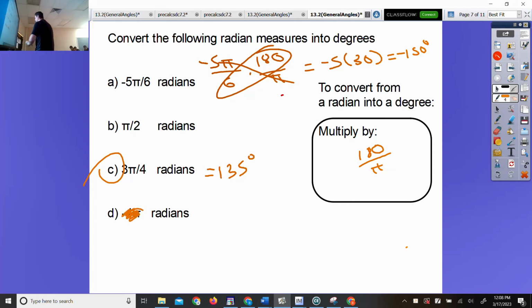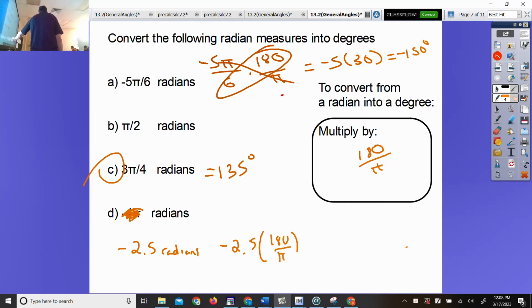I'll make D with no pi. Just -2.5 radians. How are you going to convert that into degrees? You're going to use the exact same formula. It's still a radian. This is a formula for radians. It's not a formula for pi radians. It's a formula for radians. You're still going to multiply by 180 over pi. You're not going to get a very pretty answer. It's just not going to happen.